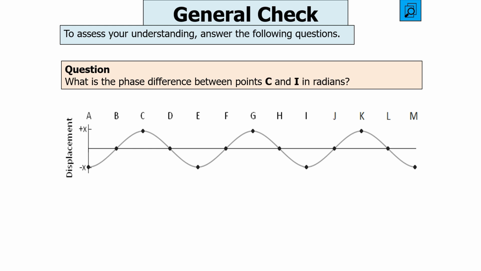What is the phase difference between points C and I in radians? So pause the video now, then unpause the video when you want to go through your answer. The answer is either 3 pi radians or 1 pi radian.